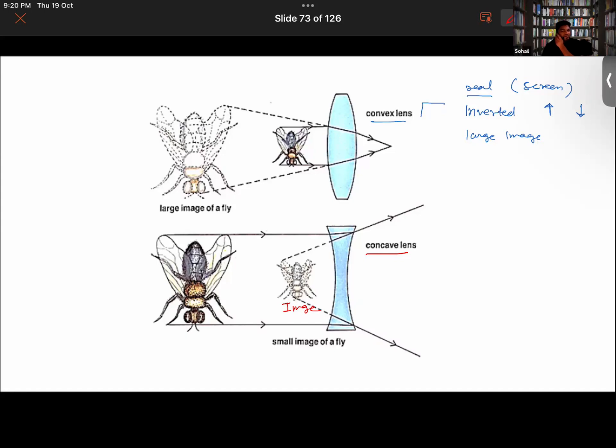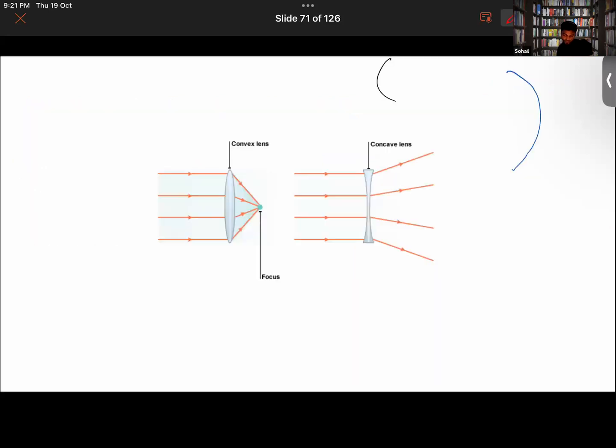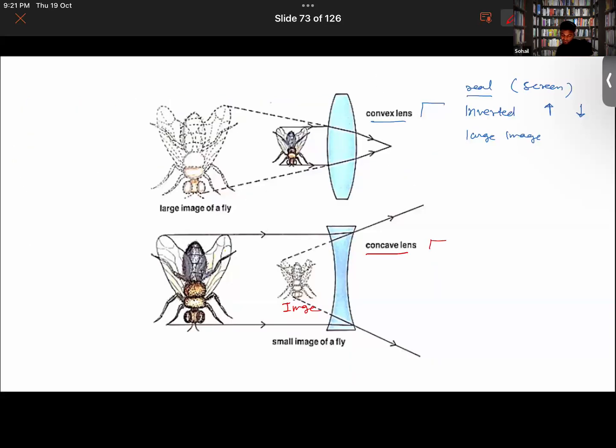And the third point about the image formed by the concave lens is that, as we discussed moments ago, it is virtual. So the image here will be virtual, erect, and small. Remember these points regarding the concave lens, right? Is that clear to all three of you? Yes, sir.